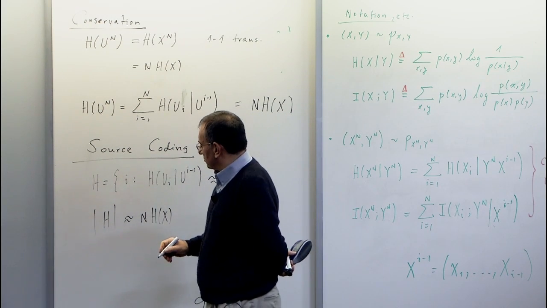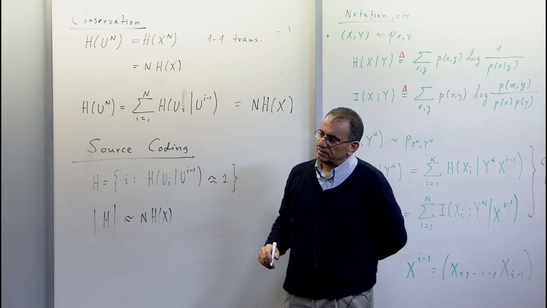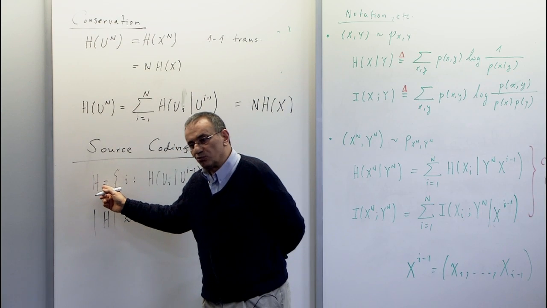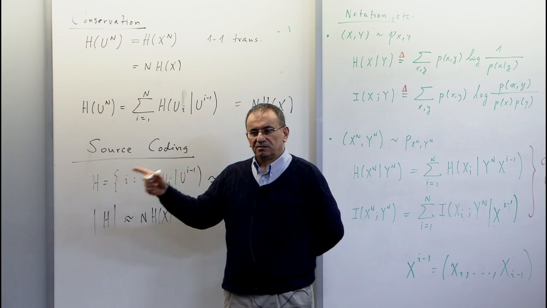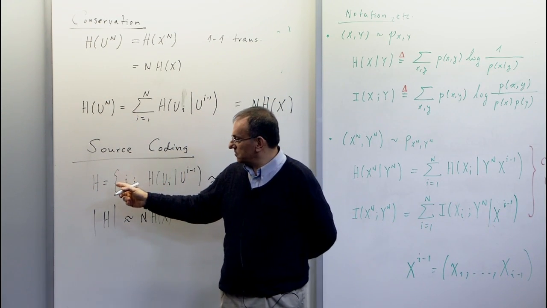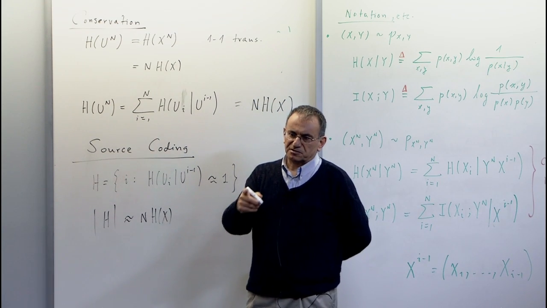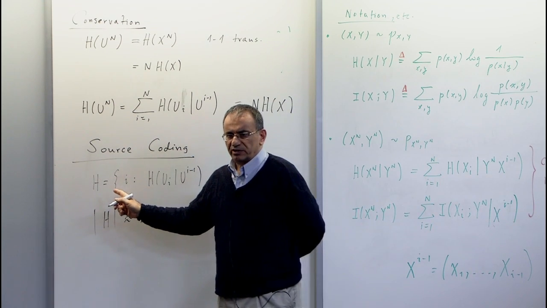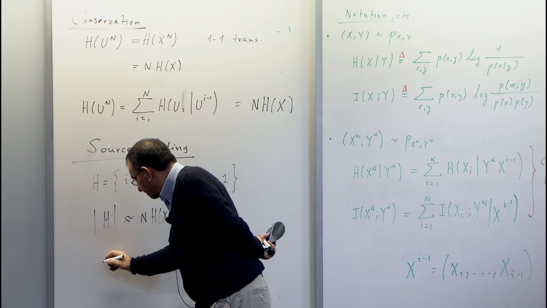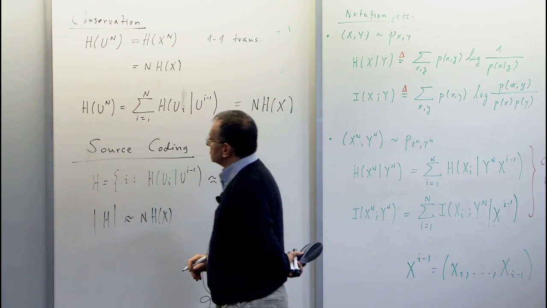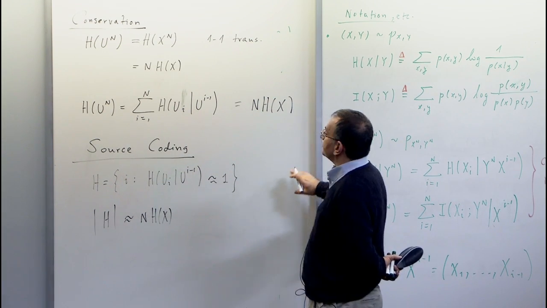So how can we do source coding? We have computed this set. Somebody asked, is it easy to compute the set? No, it's not that easy, but suppose we have computed it. We have it. So we will do the source coding as follows.